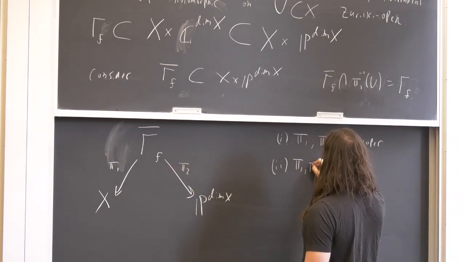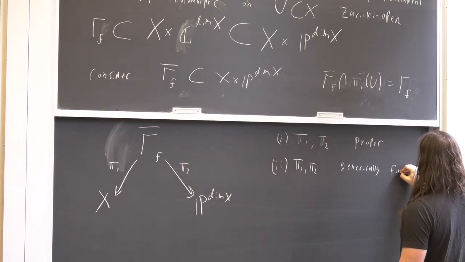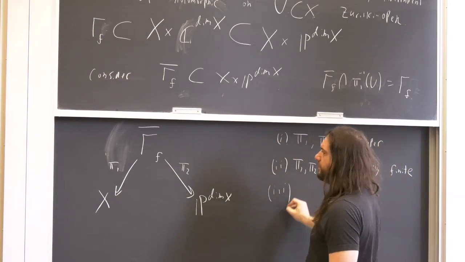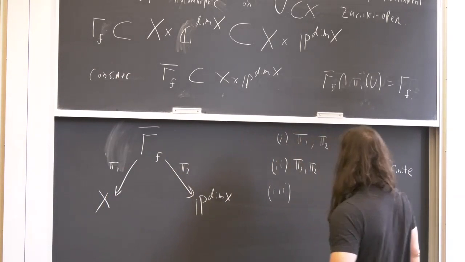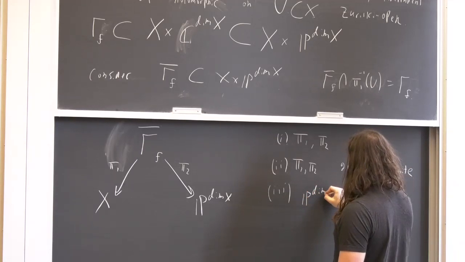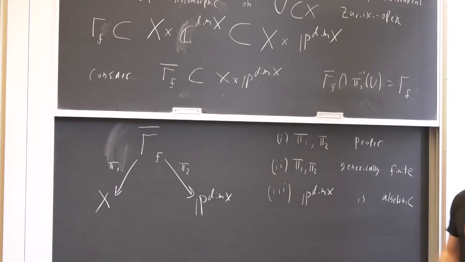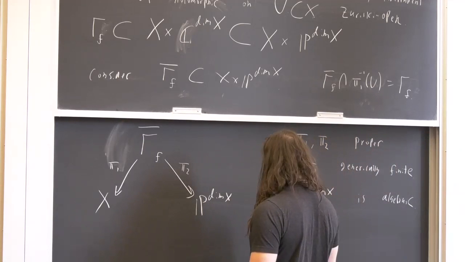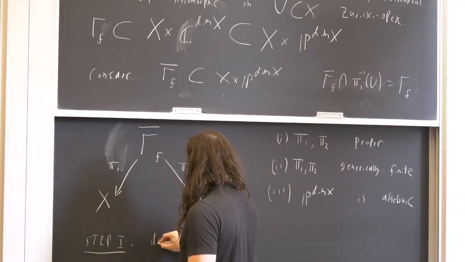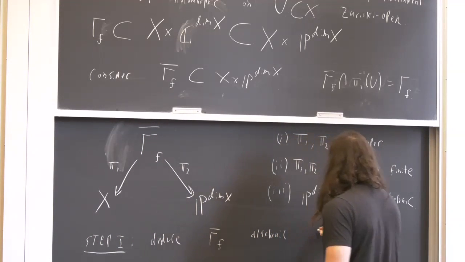Secondly, this pi1 and pi2 are generically finite. In fact, pi1 is generically an isomorphism, which is the modification here. And the third property is kind of obvious, but I'll say it anyways, is that this space here is algebraic. It's just projective space. Okay, nothing deep there. And so then step one is to deduce gamma F bar is algebraic using pi2.